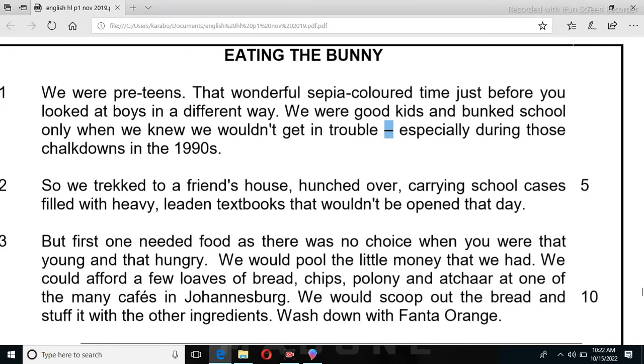Now we're going to read this sentence. We were good kids and bunked school only when we knew we couldn't get into trouble. Especially, guys, this is so simple. Can you see that the hyphen was used for the third reason? No, for the second reason, to avoid the doubling of vowels. Because if they mix trouble and especially, then we are going to have double vowels. We're going to have double E's. So they had to use a what? A hyphen. So you write that down on the side. Easy. Before you even answer the questions, right? Easy. Simple.